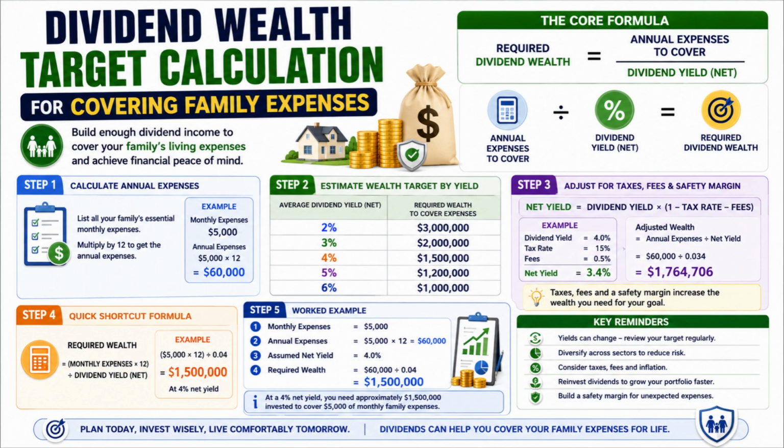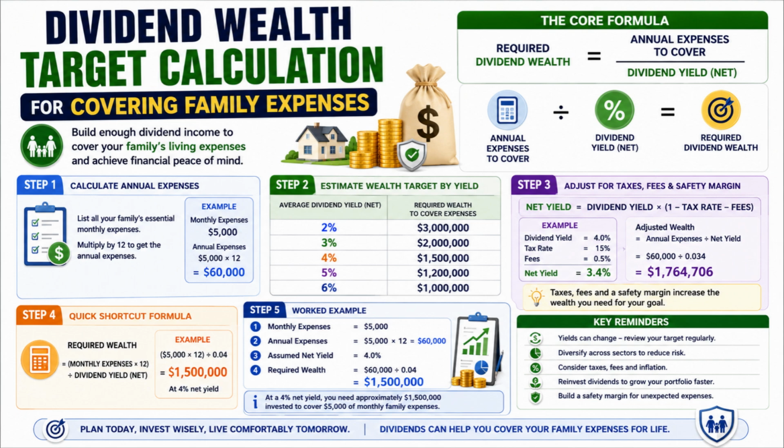Required dividend wealth equals annual expenses to cover divided by net dividend yield. In simple words, you divide the yearly expenses by the expected dividend yield after taxes and fees. This gives an estimate of how much portfolio value may be needed to generate enough dividend income.